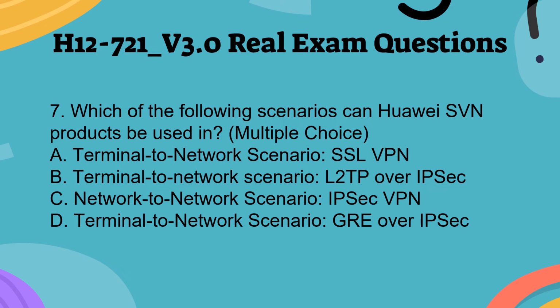7. Which of the following scenarios can Huawei SVN products be used in? Multiple choice. A. Terminal to network scenario, SSL VPN. B. Terminal to network scenario, L2TP over IPsec. C. Network to network scenario, IPsec VPN. D. Terminal to network scenario, GRE over IPsec.